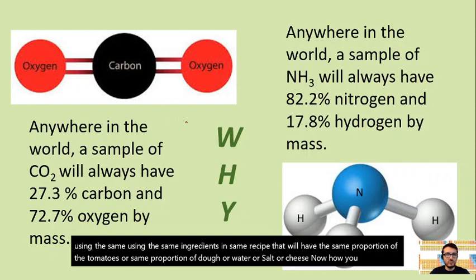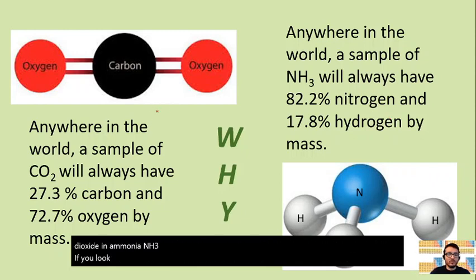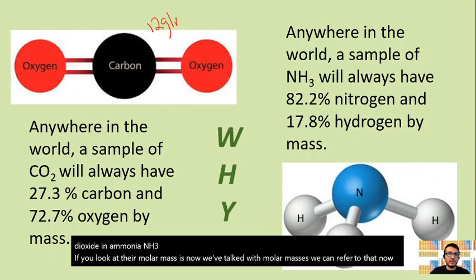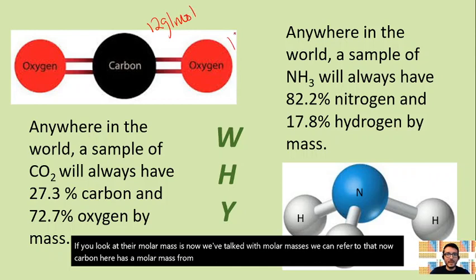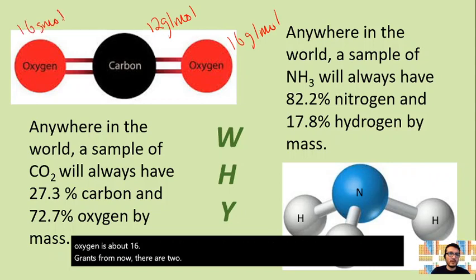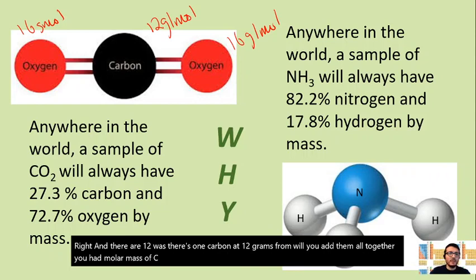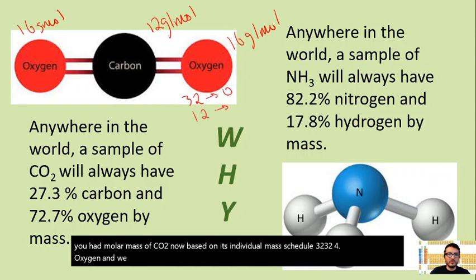Now, how you relate that to chemistry is the percentage composition by mass of a substance like CO2, carbon dioxide, and ammonia, NH3. If we look at their molar masses, now that we've talked about molar masses, we can refer to that. Carbon here has a molar mass from your periodic table of about 12 grams per mole, and oxygen is about 16 grams per mole. Now there are two oxygens, right? And there's one carbon at 12 grams per mole. You add them all together, you get the molar mass of CO2.